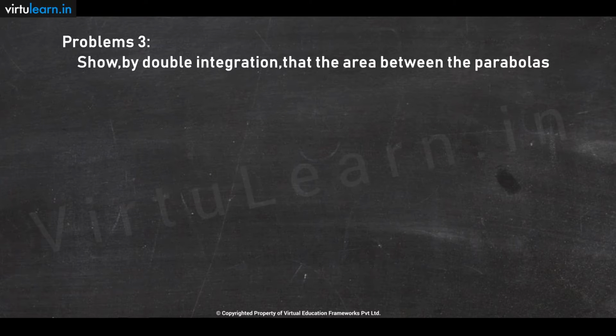Let us now discuss another problem on finding area. The problem here is: show by double integration that the area between the parabolas y square is equal to 4ax and x square is equal to 4ay is 16 by 3 a square, or 16 a square by 3.